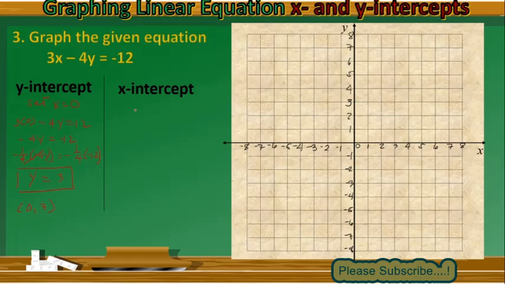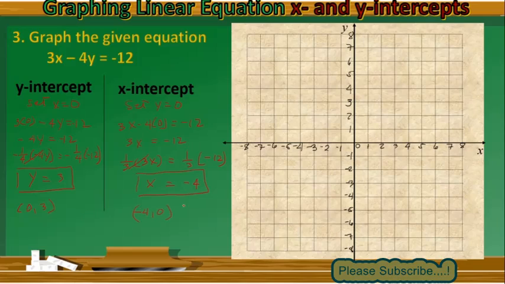Okay, here, the x-intercept, we will set y to 0. By substitution, we have 3x minus 4 times 0, because our y is equal to 0, equals negative 12. Then the remaining is 3x equals negative 12. Then applying the multiplication property of equality, we have 1/3 times 3x equals 1/3 times negative 12. Cancel this out, the remaining is x. 1/3 times negative 12, that is negative 4. This is the value of your x. So your ordered pair is negative 4 for x, then 0 for y.